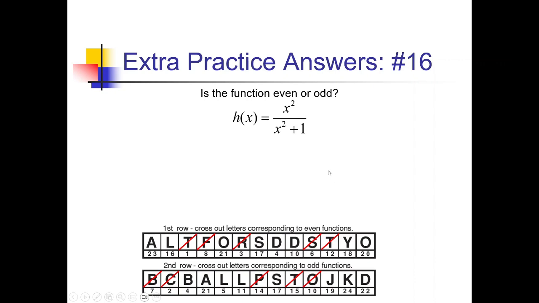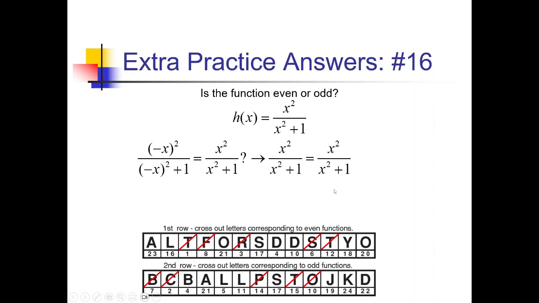For 16, we have a very similar problem to 15, but now we have an x squared instead of an x in the numerator. Let me do my even-odd test by plugging in negative x. So if I do that, I end up with an x squared over x squared plus 1. Which is equivalent to what I started with. So this proves that we have an even function. Since it's an even function, we'll cross off the letter above the 16 here, which is this L.